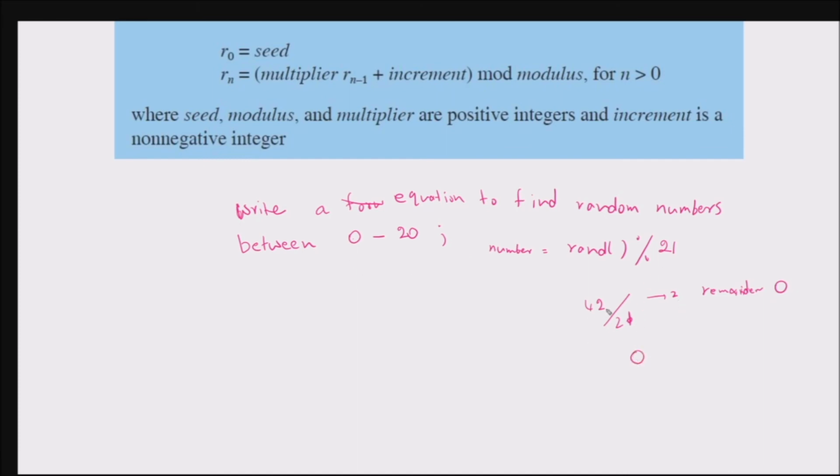And if I have something like 41, what does that mean? If I divide 41 by 21, that is 1, which leaves a remainder of 20. So that's the maximum number you can go to, and this is the lowest number. So that solves the problem.